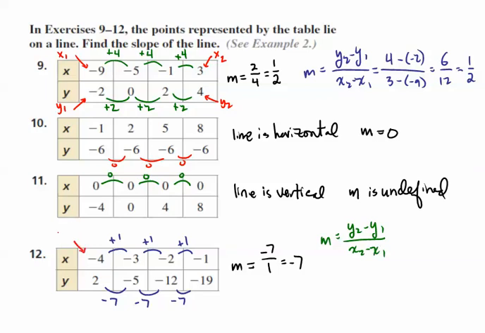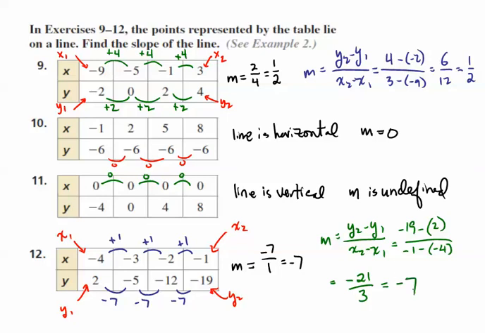Once again, we'll label any 2 points, that's fine, x1, y1, x2, y2, and fill them in correctly. y2 is -19 minus y1, which is 2, over x2, which is -1, minus x1, which is -4, and we end up with -19 minus 2, which is a -21, over -1 minus -4, which is -1 plus 4, which is a +3, which gives us a -7 as well.